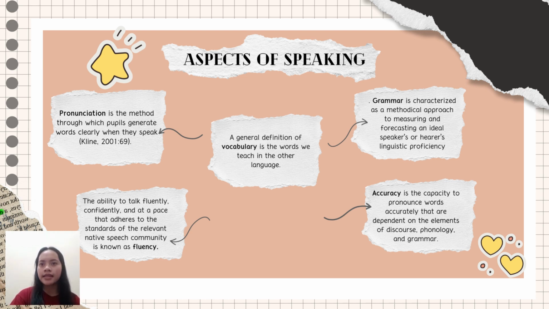For the next is fluency, the ability to talk fluently, confidently, and at the pace that adheres to the standards of the relevant native speech community is known as fluency. The last one is accuracy. Accuracy is the capacity to pronounce words accurately that depend on the elements of discourse, phonology, and grammar.